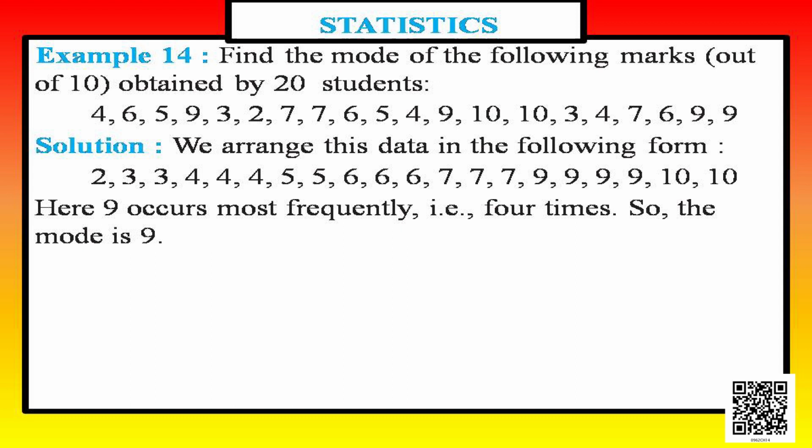Here also we arrange them in ascending order. After arrangement, the numbers are as follows: 2, 3, 3, 4, 4, 4, 5, 5, 6, 6, 6, 7, 7, 7, 9, 9, 9, 9, 10, 10. Now after looking at the numbers, we can come to the conclusion that here 9 occurs most frequently, that is the maximum number of times, that is 4 times. So we can say that the mode is 9. I hope you all have understood the examples.